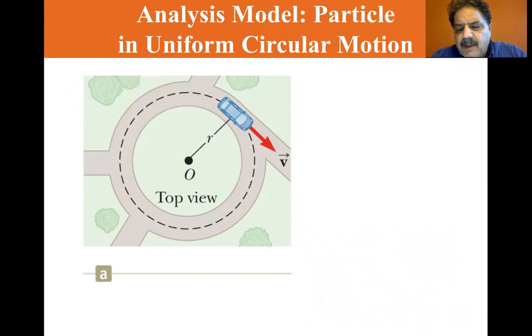Even though the object moves at a constant speed in a circular path, it still has an acceleration. Why does it have acceleration if it's moving at constant speed? Because it's changing direction. Remember, the velocity vector is speed in a particular direction. So it's traveling at a constant speed, but constantly changing direction. It is accelerating.